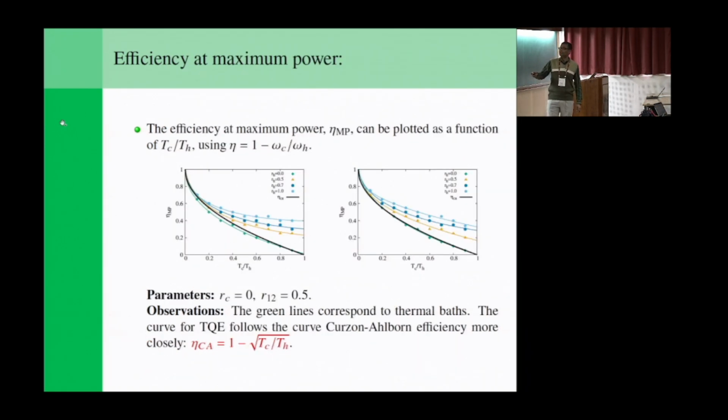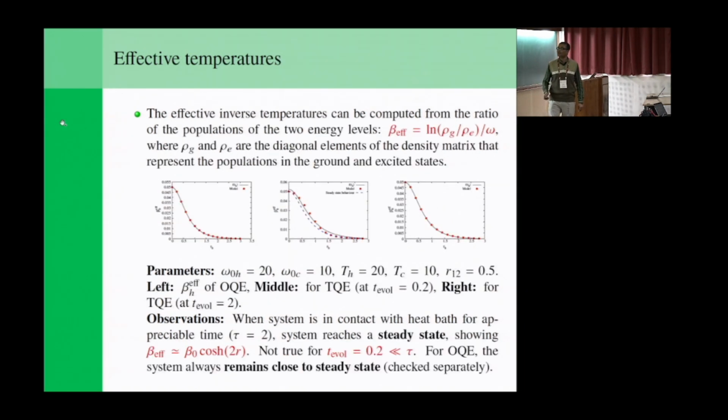Here we don't have a clear understanding of why this 2 qubit system agrees so well with the Curzon-Ahlborn form, but this 1 qubit is slightly off from this form. We can plot the effective temperatures also, because there are 2 levels. We take the ratio of the populations of these 2 levels, and then we can equate that to a Boltzmann factor. Then we can get this beta effective.